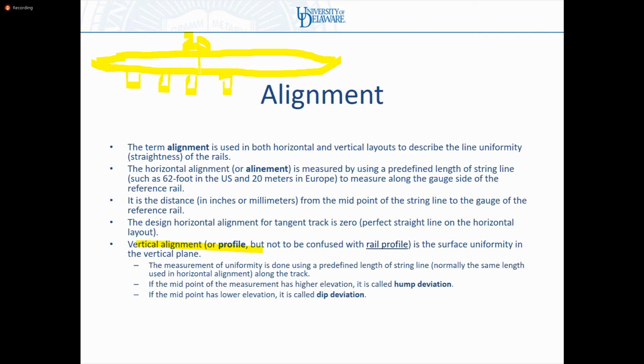So vertical alignment. So what is a rail profile? Say again? What is the difference between profile and a rail profile? Oh, okay. So a rail profile, which we talked about when we talked about wheel-rail contact, is the shape of the top of the railhead. Okay. So if I measure the shape of the crown of the railhead, that's the rail profile. The track profile, which is the vertical alignment, is this. Good, I'm glad people are reading my slides.